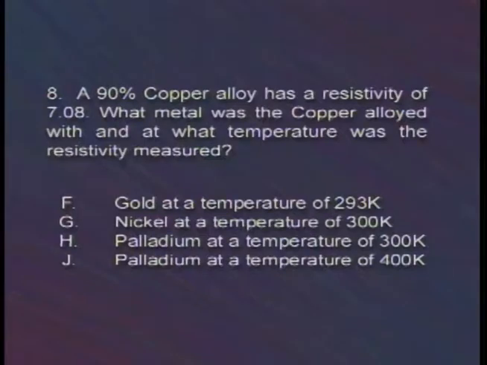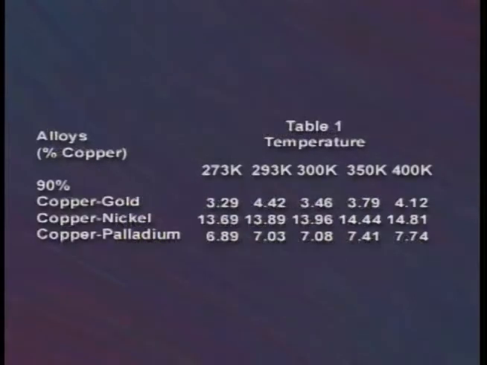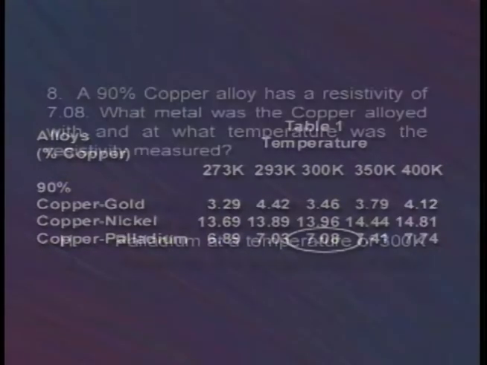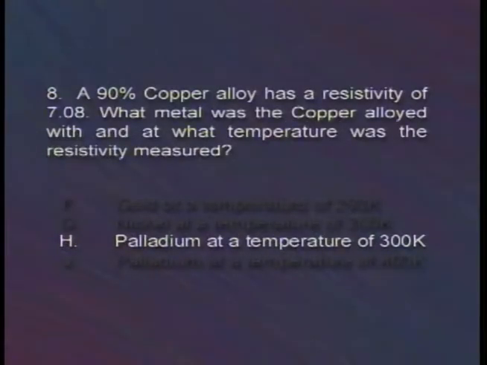This question is asking us to find specific information in the table. Let's focus on the part of the table that presents the 90% copper alloys. Scan the numbers and look for a value of 7.08. It appears that this value corresponds to a copper-palladium alloy at 300 degrees Kelvin. Looking at the answer options, the correct answer is H.